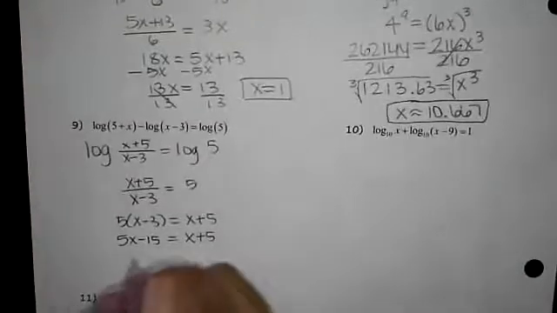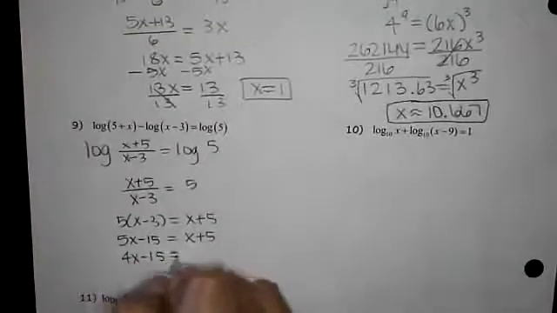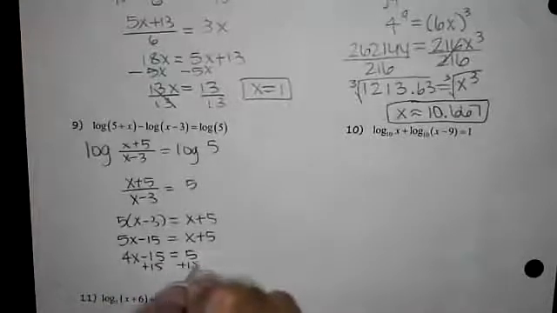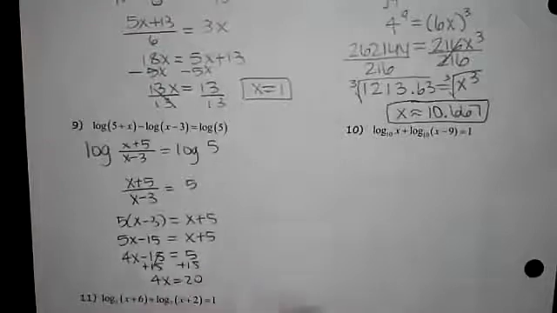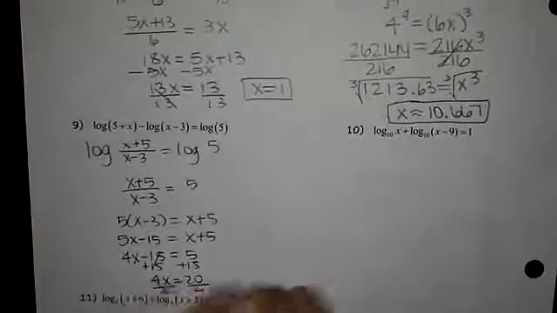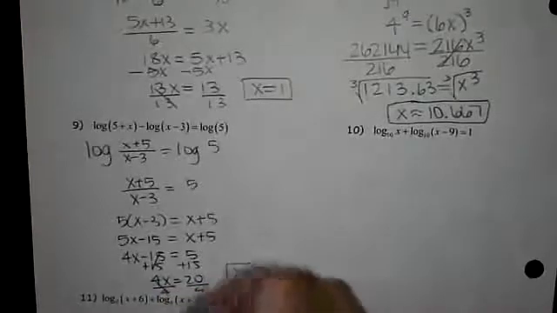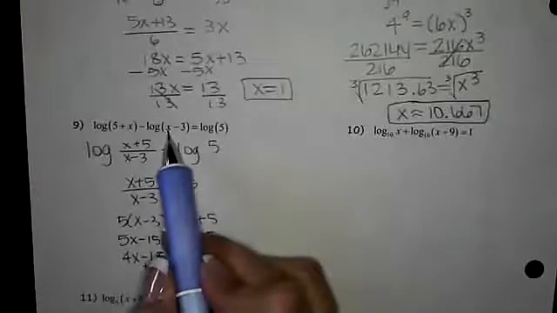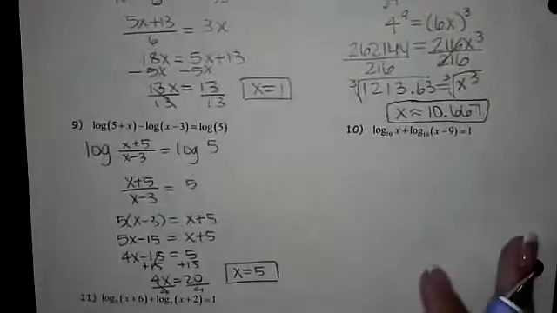I subtract my x to get it to the other side. I'm going to add the 15, for x is equal to 20. And so I divide by 4, and x is equal to 5. I checked to verify that that doesn't make anything undefined, and it does not.